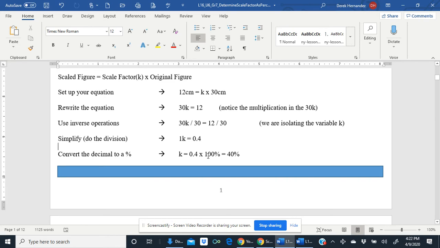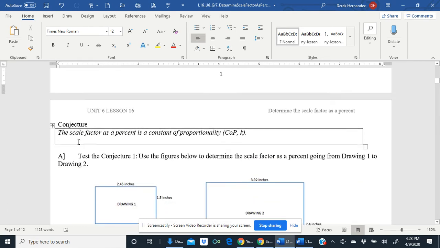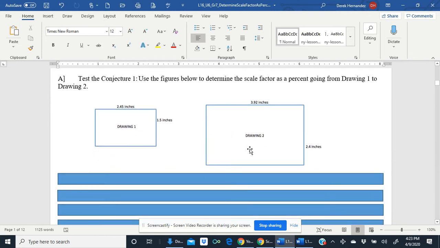Convert the decimal to a percent. I'm going to take our 0.4, which is our value for k, the constant of proportionality, the scale factor, multiply it by 100%, and we get 40%. Finally, the scale factor of 40%, which is what we were looking for, was applied to Figure 1 to create Figure 2. These are the steps that you will have to follow to find the scale factor as a percent. The conjecture is that the scale factor as a percent is a constant of proportionality, also known as the COP and k. Let's test the conjecture out.